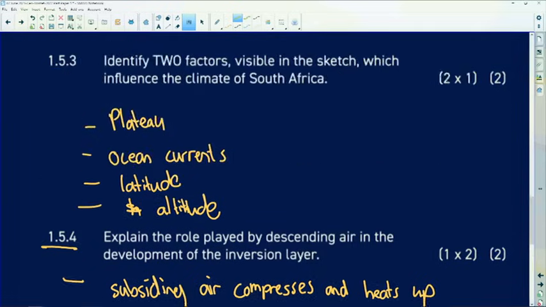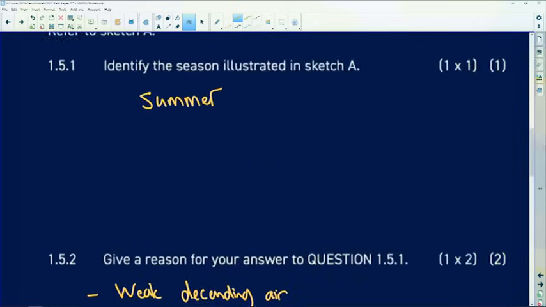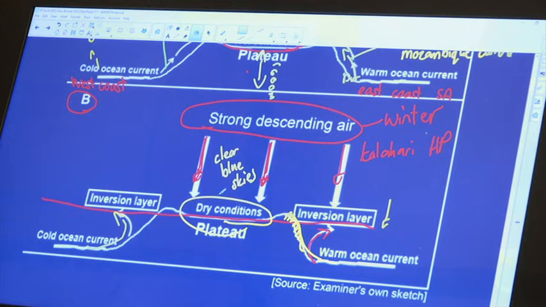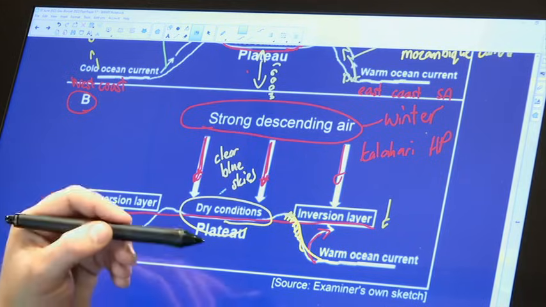Once again I'm going to use Johannesburg as an example. Any place over the interior, we have strong descending air taking place over here. The air sinks, but what happens? It warms up adiabatically during the day, because of insolation. Now that creates the inversion.